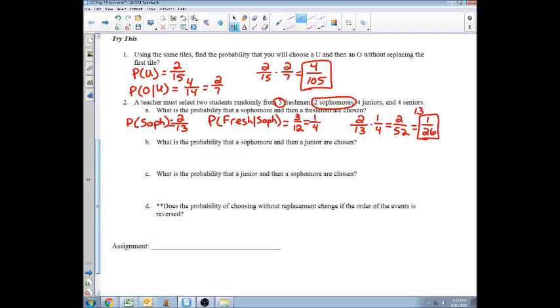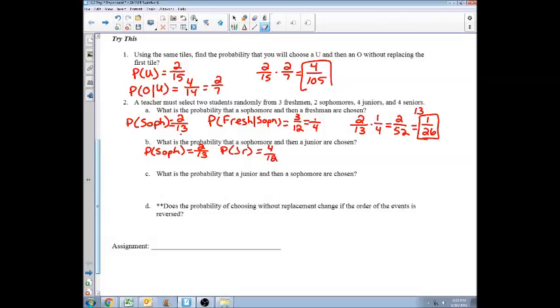All right. What is the probability that a sophomore and then a junior are chosen? So first is the probability of a sophomore. Well, we just learned that right up here. So it would be 2 out of 13. What's the probability of a junior being chosen?